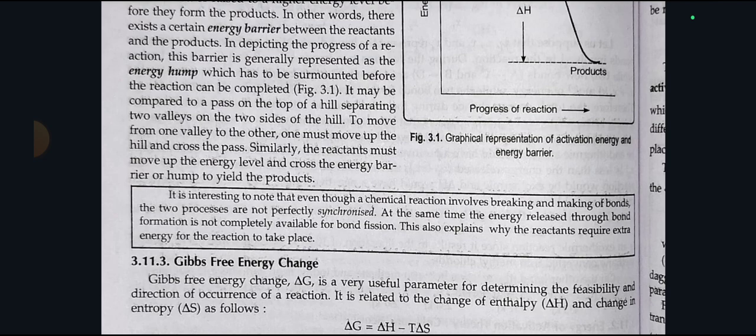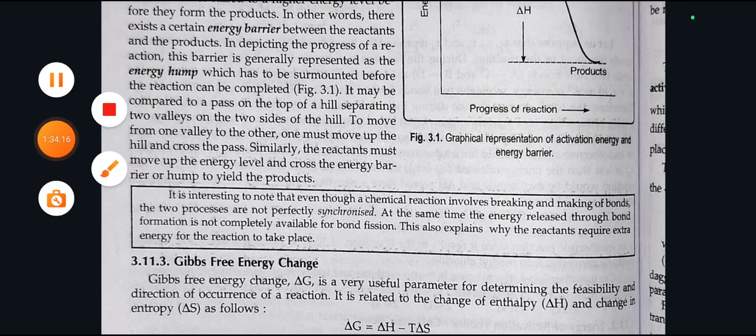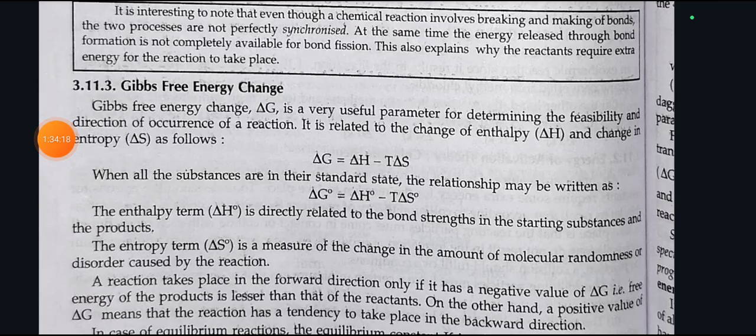It is interesting to note that even though a chemical reaction involves breaking and making of bonds, the two processes are not perfectly synchronized. At the same time, the energy released through bond formation is not completely available for bond fission. This also explains why the reactants require extra energy for the reaction to take place.